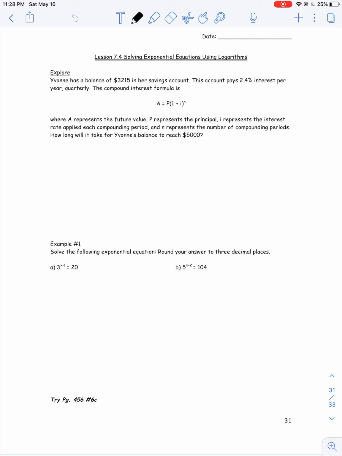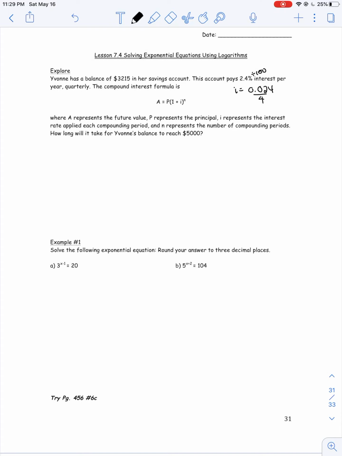And they're telling us that we have 2.4% interest per year, compounded quarterly. So our I value is going to be taking this number and dividing it by 100 first. So you're going to have 0.024. And then you always have to divide it by what your compounding is. Your compounding is quarterly, so you have to divide by 4. Once you divide by 4, you'll calculate that 0.024 divided by 4 is 0.006. Okay, so that is your I value.